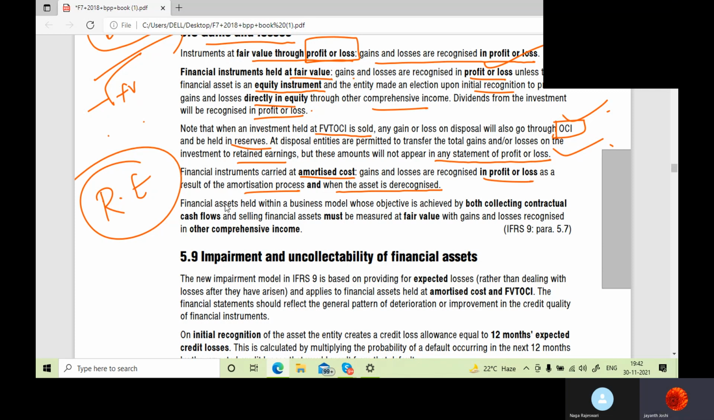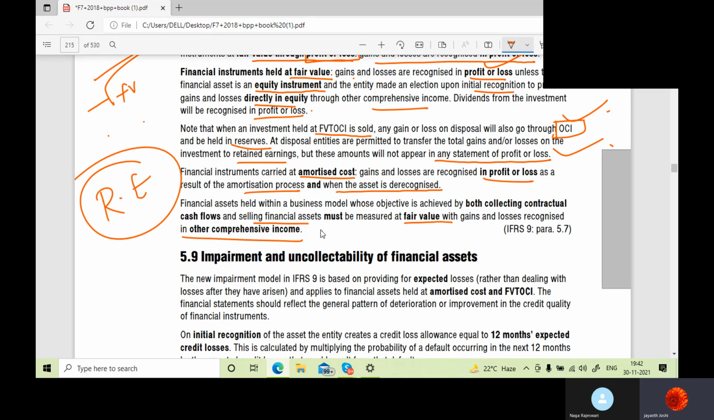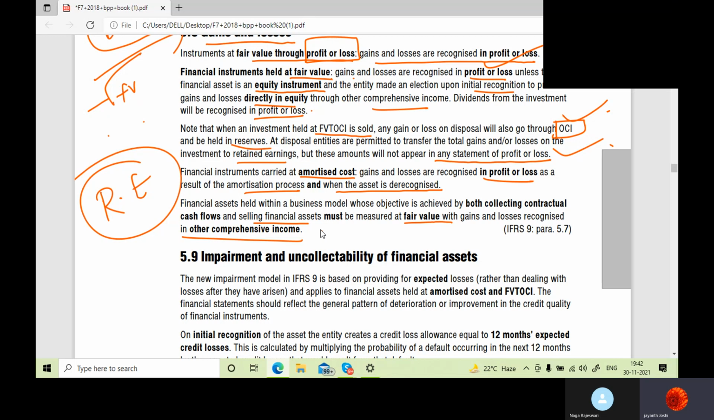Now, financial assets held within a business model whose objective is achieved by both collecting contractual cash flows and selling financial assets must be measured at fair value with gains and losses recognized in OCI. That means he is speaking about the held for sale security. You want to hold it for some period of time, receive some cash flows and benefits out of it, and then after some point of time you want to sell it. So they should be measured at fair value and gains and losses shown in OCI. That's it.